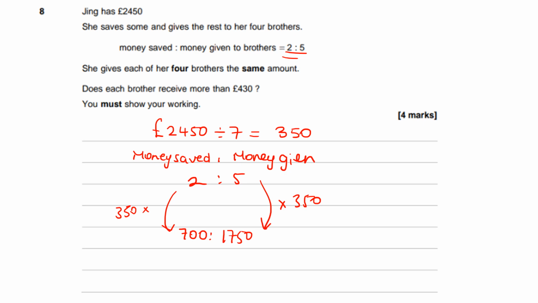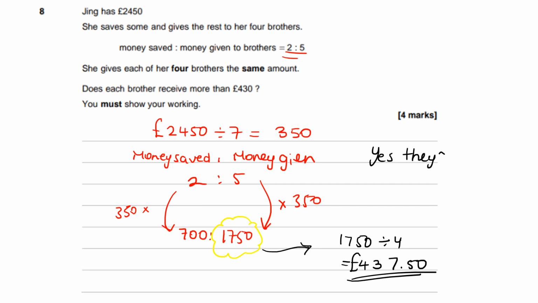So this is the section that's going to be divided into 4 brothers. So what I'm going to do is 1,750 divided by 4, so then they can get equal amounts. 437.50 for each brother. The question says, does each brother receive more than £430? Oh yeah, they do. Yes, they do. By £7.50. And this is how you get full marks from this question.